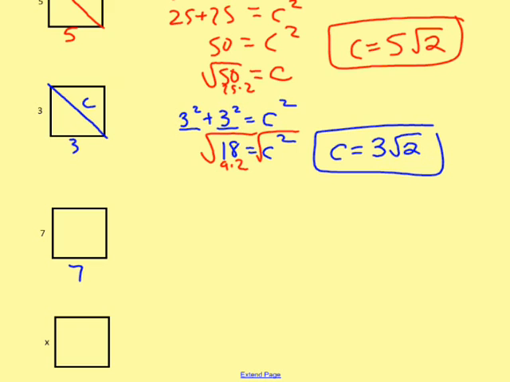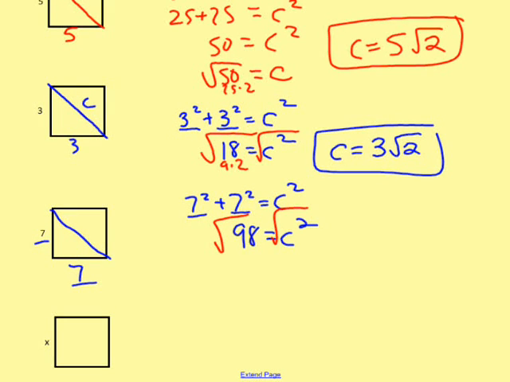For the next one, they're both 7. I'm doing a lot of these so that you see the pattern that's developing. Our legs are both 7, so we have 7 squared plus 7 squared equals c squared. 49 plus 49 is 98. Now we take the square root. 98 is 49 times 2, so that's 7 root 2. c equals 7 root 2.